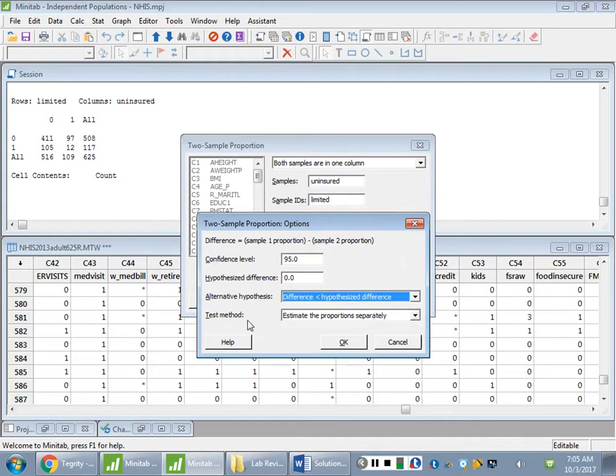And then the test method says, estimate the proportions separately. That's only used for confidence interval problems. So we want to use the pooled estimate because that's what we're assuming. P1 is equal to P2. So if they're the same, why not just pool everything together? Okay? And we'll say OK.